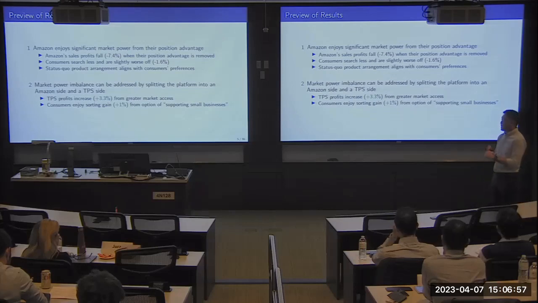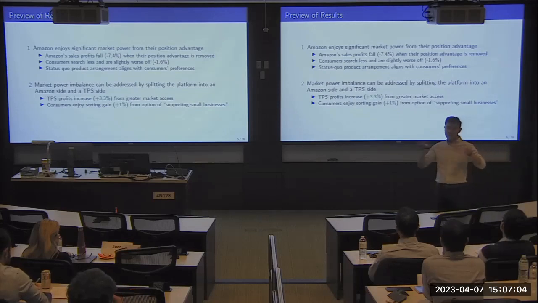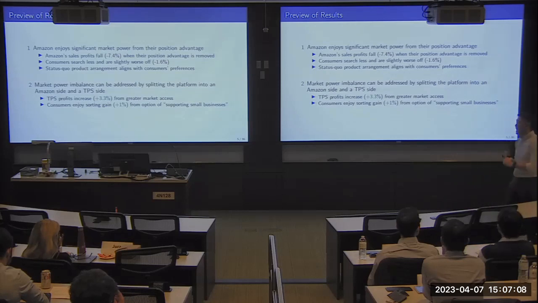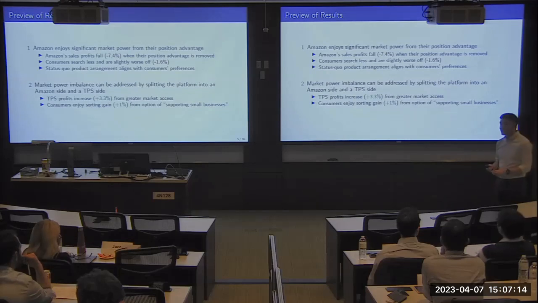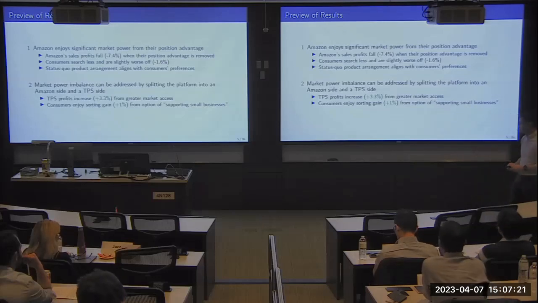And here, I'm going to suggest that we address the market power imbalance by splitting the platform into two sides. We're going to tease apart the products and let consumers choose a side. What's going to happen here is small businesses are going to benefit from better access to these consumers, and consumers are going to gain from sorting into the correct side, or the side that they prefer.